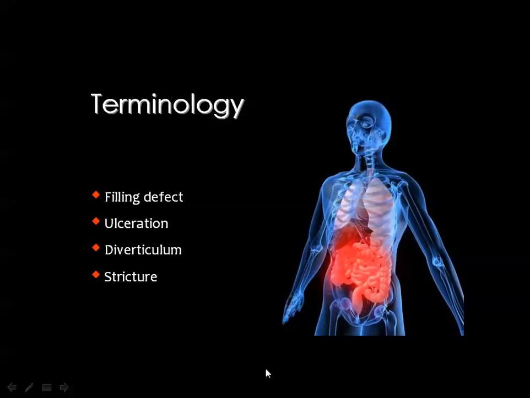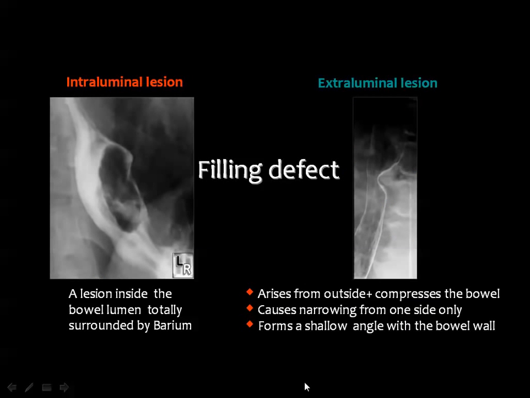Then we have four main pathologies throughout the gut, which are the filling defect, the ulcer, the diverticulum, and the stricture. Then what do we mean by a filling defect? In a filling defect, there is a mass inside the lumen of the gut which prevents barium from filling this area. Then you get a filling defect like this, which indicates the presence of a soft tissue mass within this esophagus, for example, and you see this mass inside. This is what we call an intraluminal filling defect.